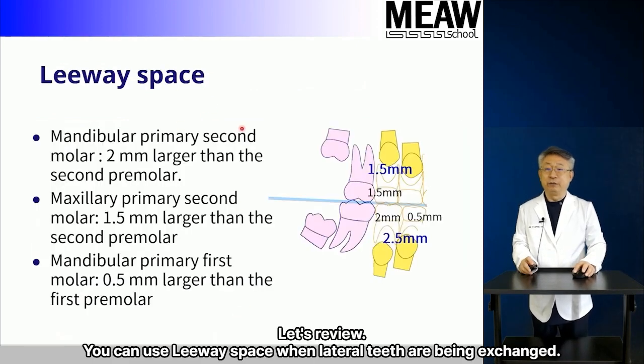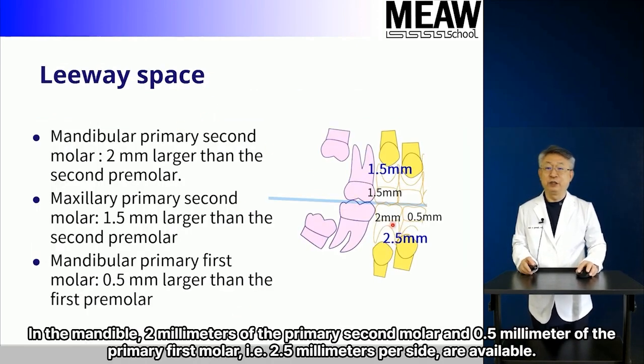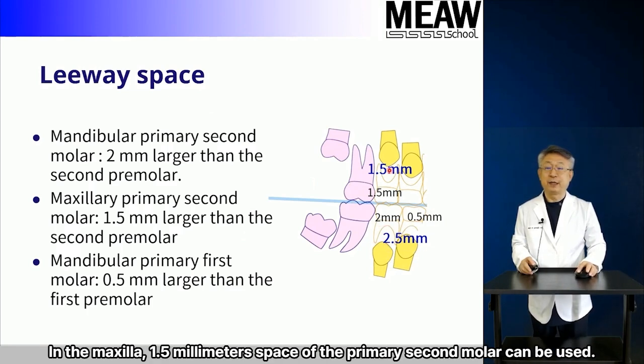Let's review. You can use leeway space when lateral teeth are being exchanged. In the mandible, 2 mm of the primary second molar and 0.5 mm of the primary first molar, i.e. 2.5 mm per side, are available. In the maxilla, 1.5 mm space of the primary second molar can be used.